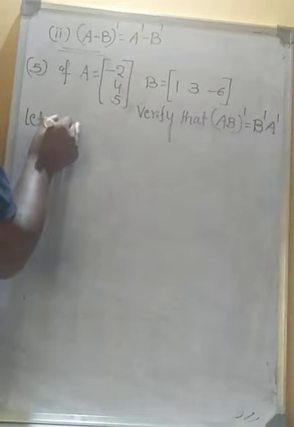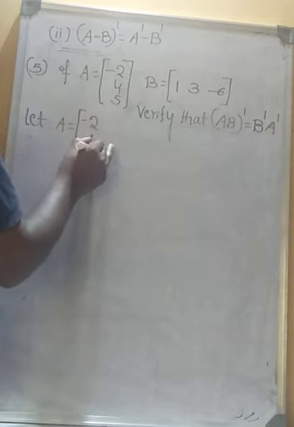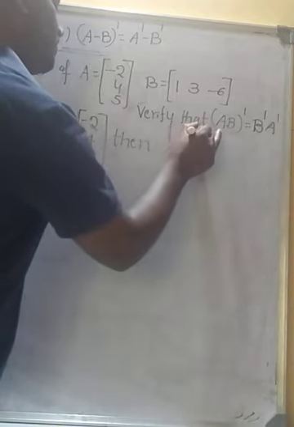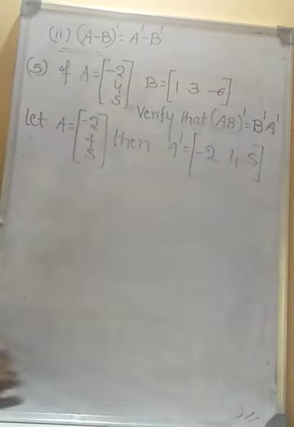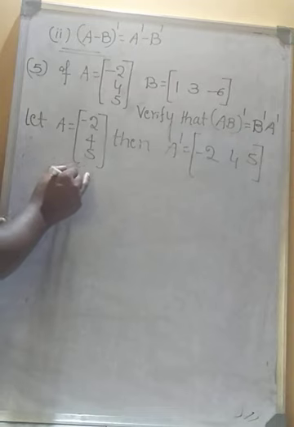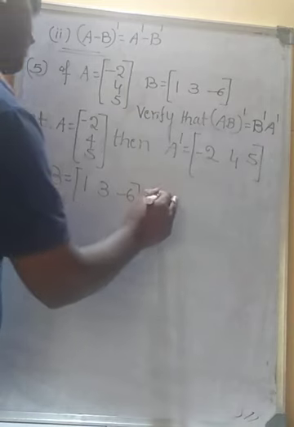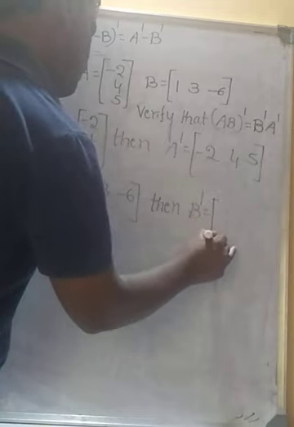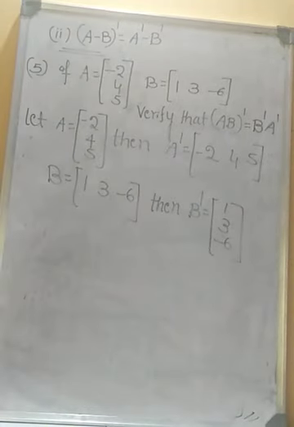So let A equal the matrix with elements -2, 4, 5. Then A' is equal to -2, 4, 5, written in a row. The first column becomes the first row in A'. Then matrix B has elements 1, 3, -6. Then B' is equal to 1, 3, -6, written in the first column.